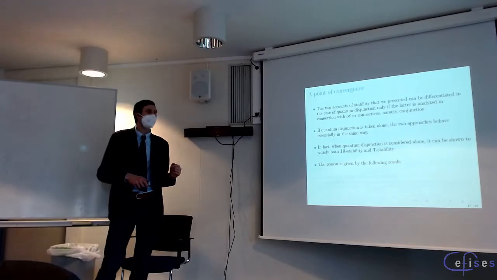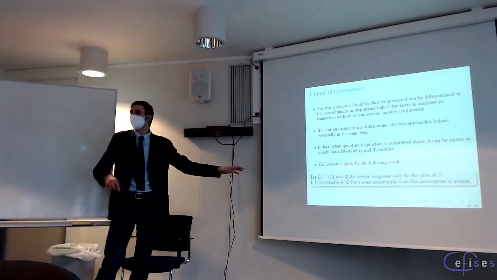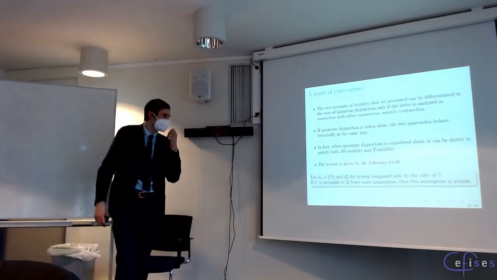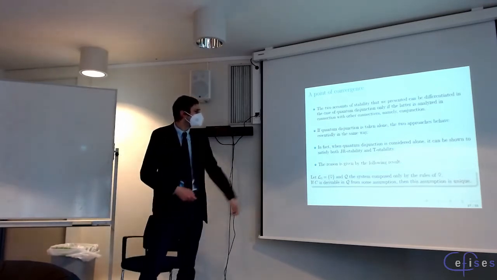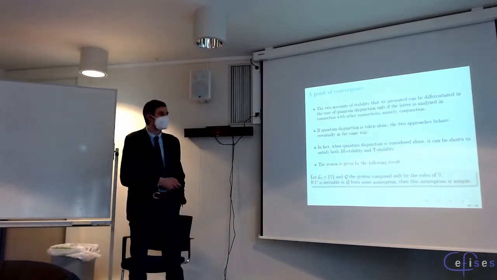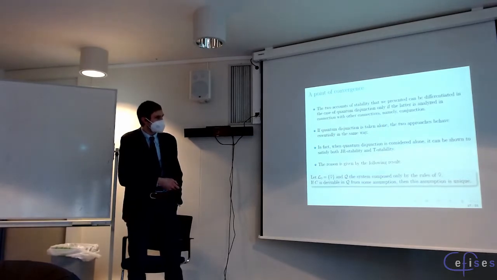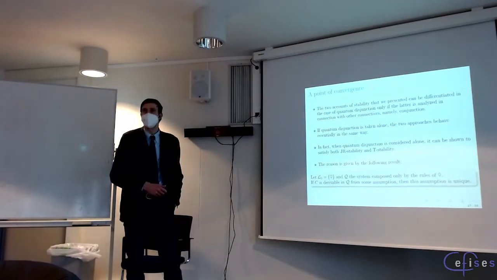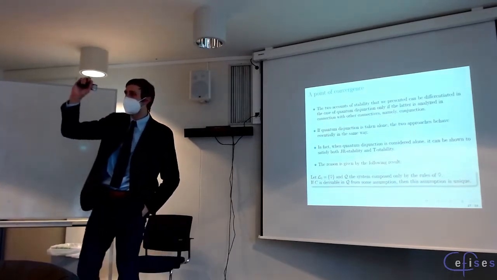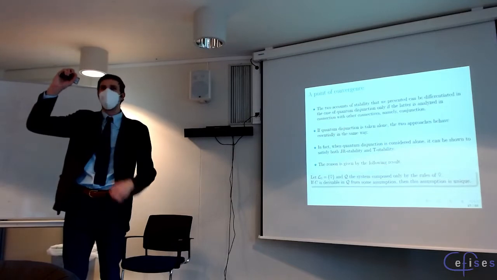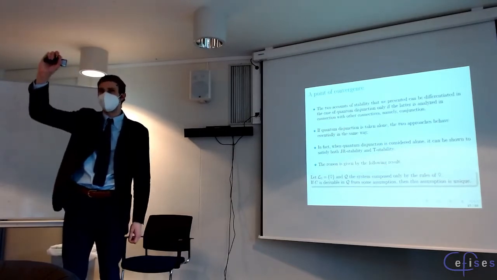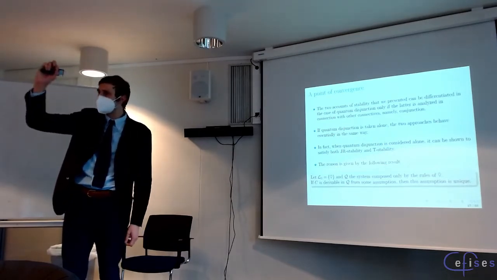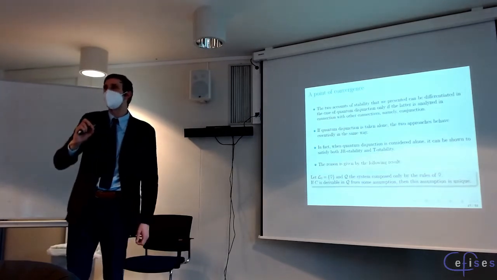And the reason is given by the following result. I will not prove it, but I just mention it, and if you want, then we can discuss how we can prove it. So let's take a language which has only quantum disjunction, and with the system of rules composed just by the rules of quantum disjunction. We can prove that if C is derivable in Q from some assumption, then this assumption is unique. It's unique not only in the sense that I have just one shape of assumption, but the assumption is really unique. I have just one occurrence of this assumption.